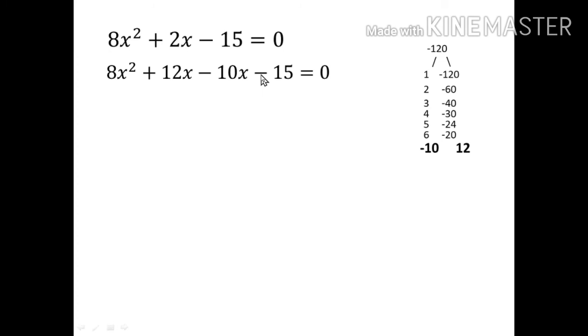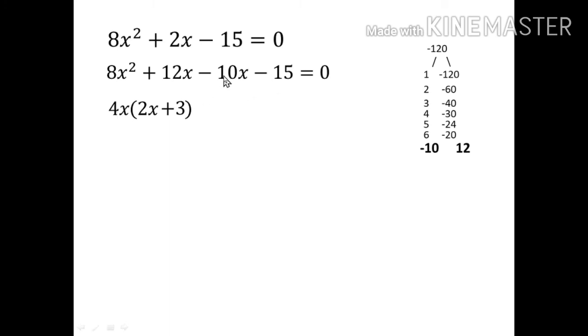Okay, so next step na gagawin natin, itong first two terms, hahanapin natin yung GCF. Okay, so ang GCF ng 8x squared and 12x ay 4x. So, after that, divide natin. 8x squared divided by 4x, the answer will be 2x. Then, 12x divided by 4x, the answer is 3.